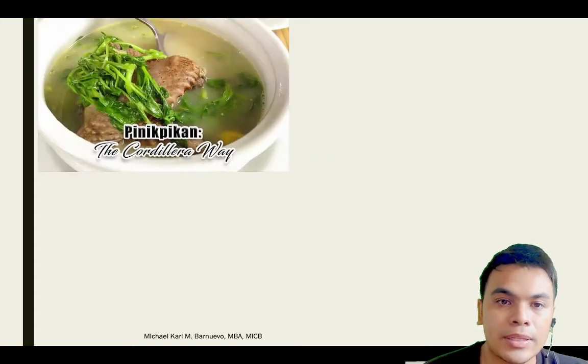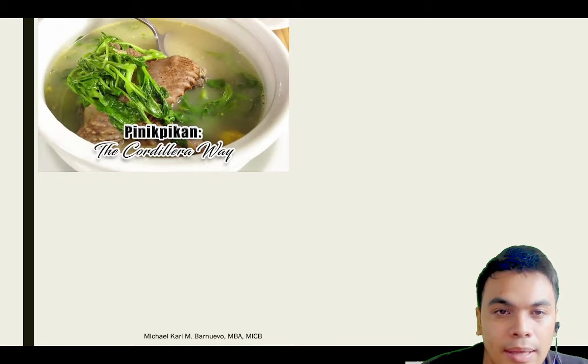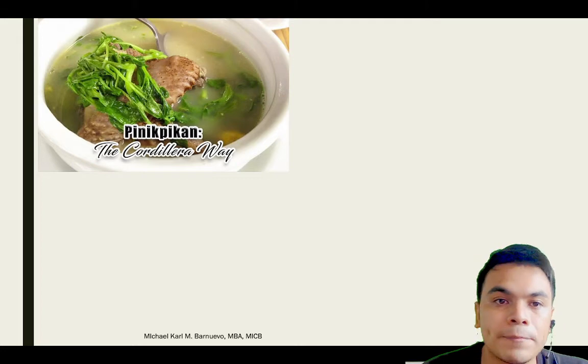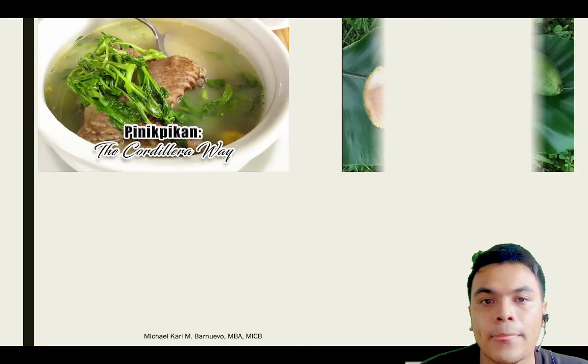For example, in the Cordillera, we prefer the soupy dishes, or those with sili or spicy, or pinikpikan.